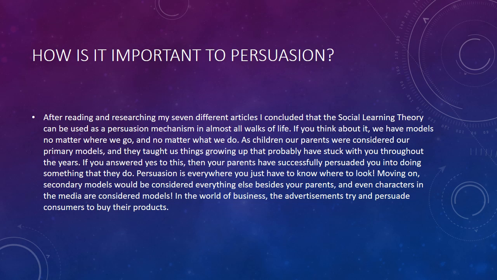How is it important to persuasion? After reading and researching my 7 different articles, I concluded that the social learning theory can be used as a persuasion mechanism in almost all walks of life. If you think about it, we have models no matter where we go and no matter what we do. As children, our parents were considered our primary models, and they taught us things growing up that probably have stuck with you throughout the years. If you answered yes to this, then your parents have successfully persuaded you into doing something that they do. Persuasion is everywhere, you just have to know where to look.